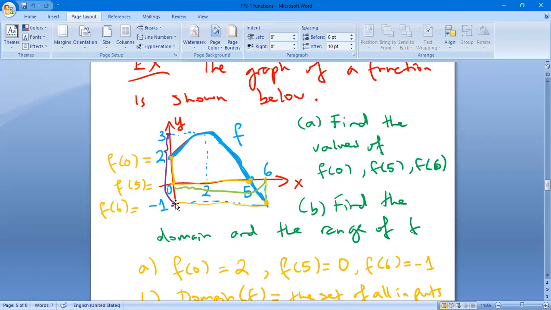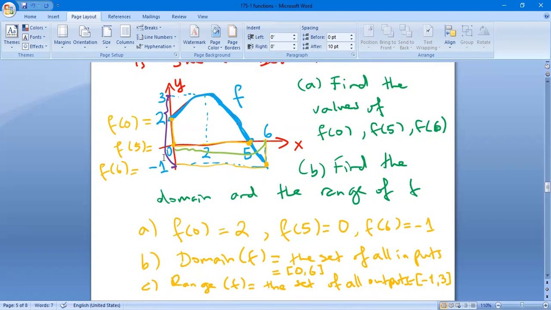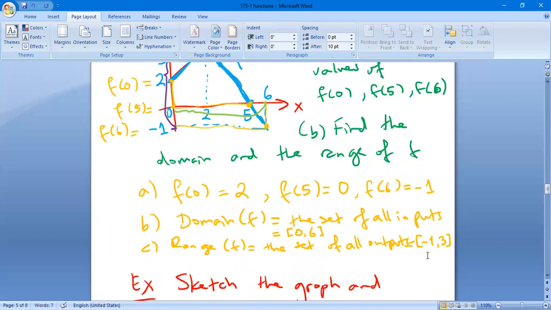Now, the B part of the question asks, find the domain and the range of the function. Okay, so if we project this blue graph onto the domain axis, well, it covers every number from 0 to 6. So that means the domain of the function is the closed interval 0 to 6. And the range of the function, we project the graph onto the range axis. Well, it projects down to -1 to 3. So that's the range, which is the closed interval -1 to 3.